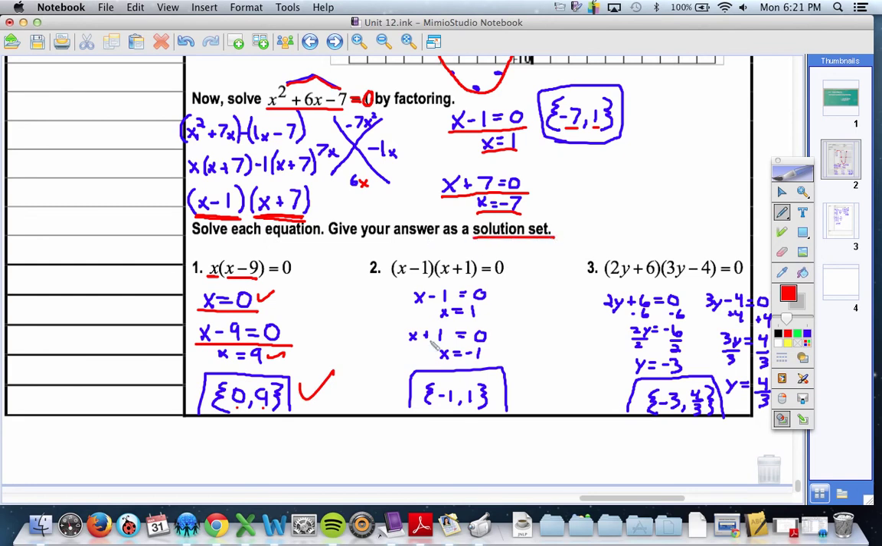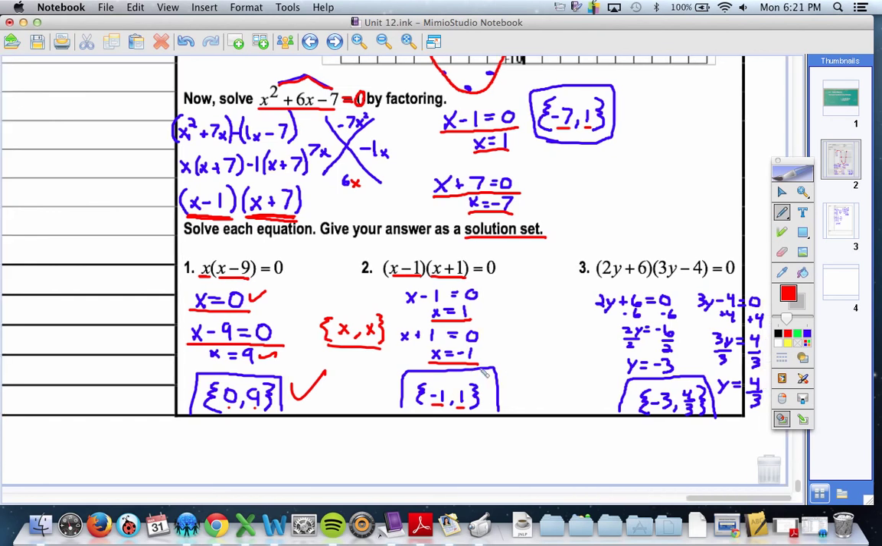Again, it says give your answer in a solution set. A solution set is your brackets and your x values. You can separate them with commas and close it with brackets. There's your solution set. Number 2. X minus 1 equals 0. X plus 1 equals 0. Well, I know right now my answers are going to be x equals 1 and x equals negative 1. So my solution set is x equals negative 1, x equals 1.